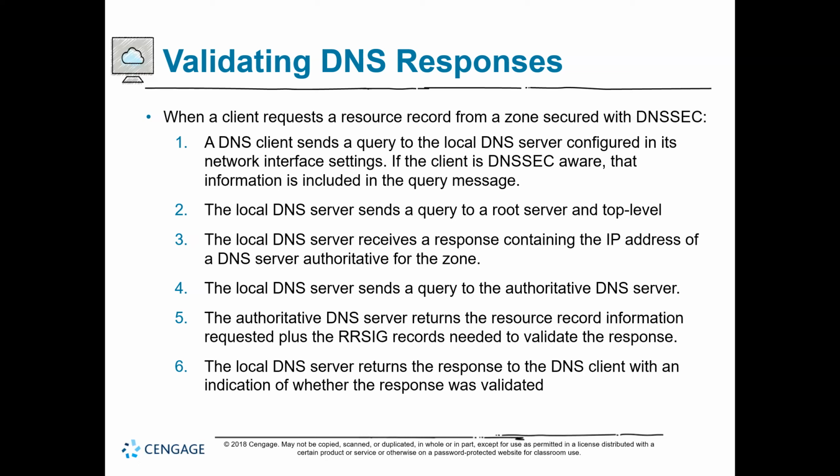The local DNS server sends a query to a root server and top level. The local DNS server receives a response containing the IP address of a DNS server authoritative for the zone. The local DNS server sends a query to the authoritative DNS server. The authoritative DNS server returns the resource record information requested, plus the RRSIG records needed to validate the response. The local DNS server returns the response to the DNS client with an indication of whether the response was validated.